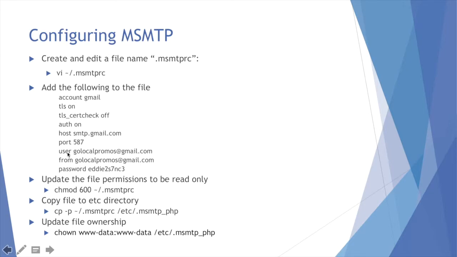Make sure that you put the username of the Gmail account or Yahoo account you'll be using, and also the password for that email system. Your next step would be to update the permissions to that file by doing a chmod 600. You will copy that file into the etc folder, but with a different name called php, and you will update the file permission ownership of that file that you just copied over.